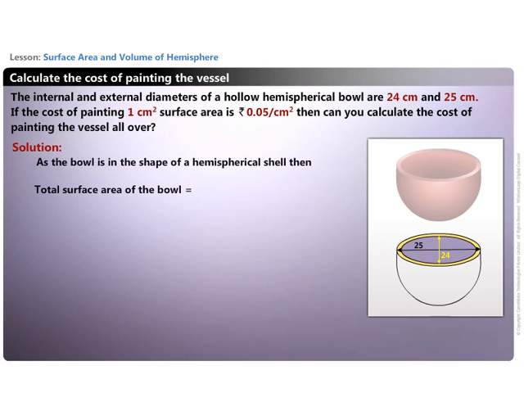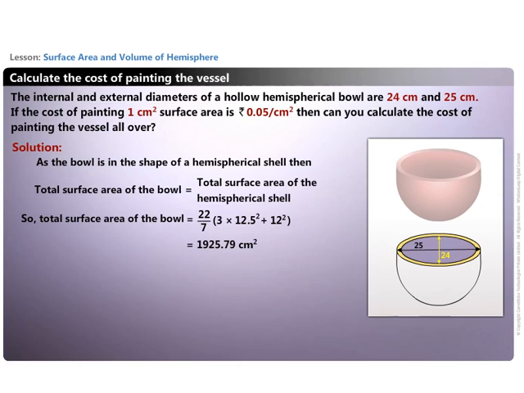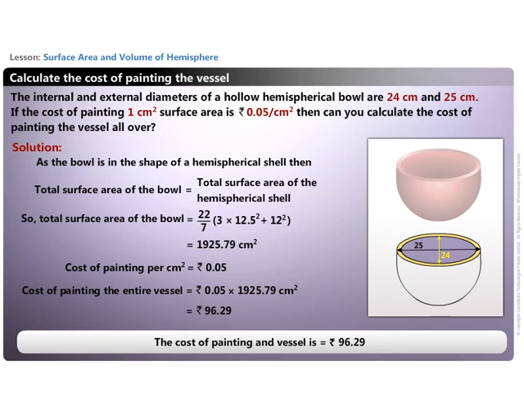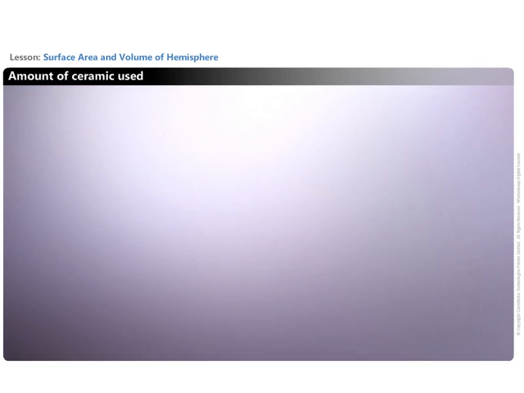Total surface area of the bowl is equal to total surface area of the hemispherical shell. We know that the total surface area of the hemispherical shell is equal to pi into (3r' square plus r square), which is equal to 1925.79 centimeter square. Cost of painting per centimeter square is 5 paisa. So the cost of painting the entire vessel is rupees 96.29. Cost of painting the entire vessel is rupees 96.29.